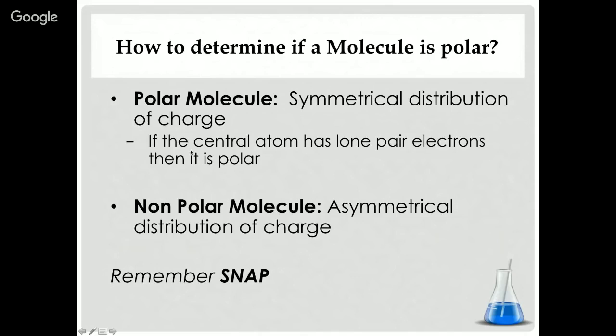That's going to help you out for things like water, for example. Because if you draw out the water dot diagram, it may look very linear and it may look symmetrical. In reality, water is very polar and it's asymmetrical. And that's due to these lone pair electrons. So whenever you see lone pair electrons on the central atom, automatically the substance is polar.